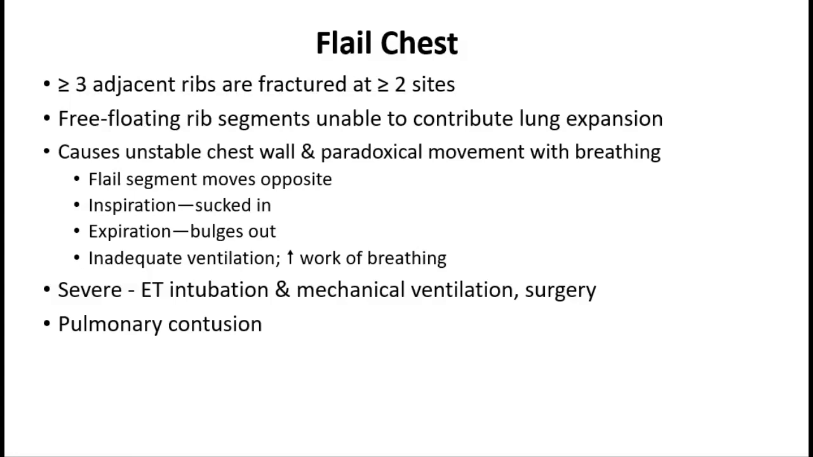And that causes that paradoxical chest wall motion and paradoxical movement. So basically, when they breathe in, that rib gets sucked in, and when they breathe out, the rib section bulges out, and that causes them to have increased work of breathing. They're usually in extremis. They are short of breath, dyspneic. If it's bad enough, they may need to have intubation and surgery. Priority is to stop that piece from flailing, so they may need to have that put back in order.